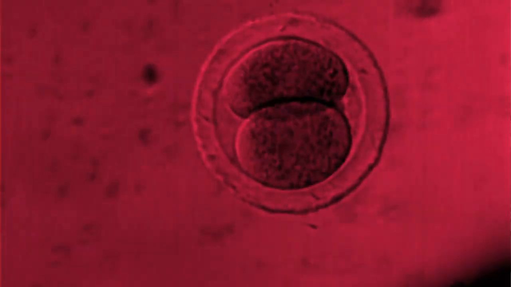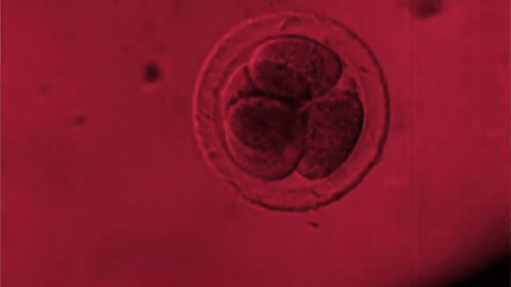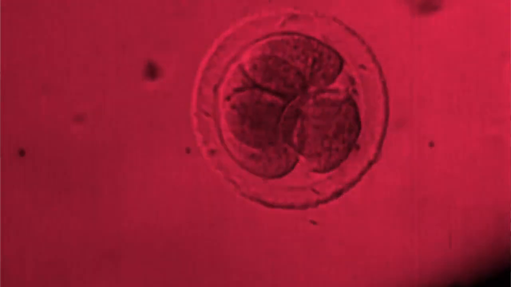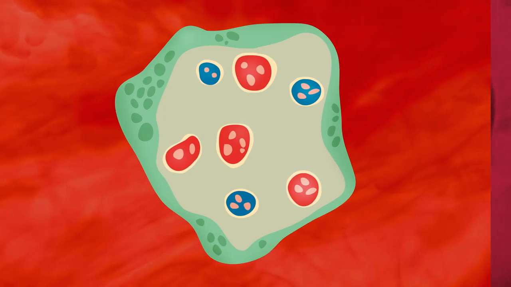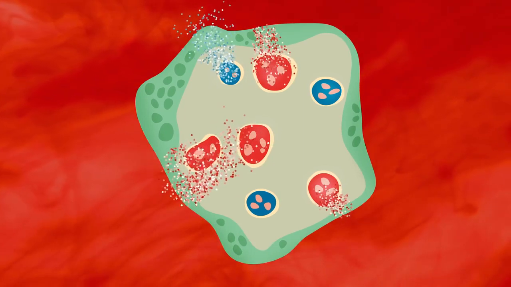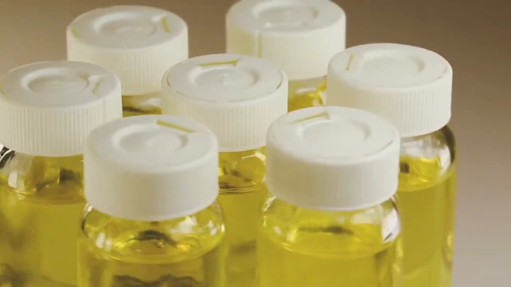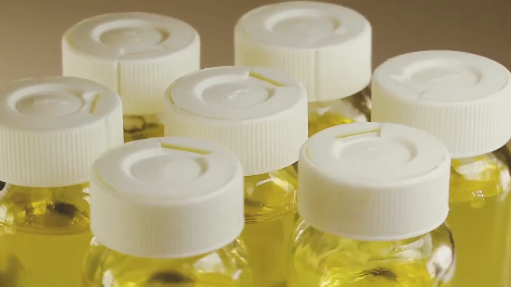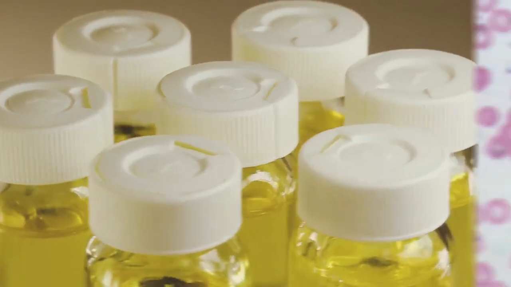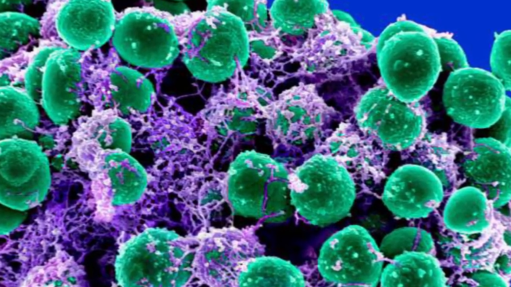The fused together syncytiotrophoblast cell sheet is invasive and is what implants the embryo to the wall of the mother's womb. Later, the syncytiotrophoblast facilitates the flow of nutrients and oxygen between the mother and the fetus. And its functions don't stop there. It also produces hormones, regulates the immune response, and protects the fetus from pathogens.